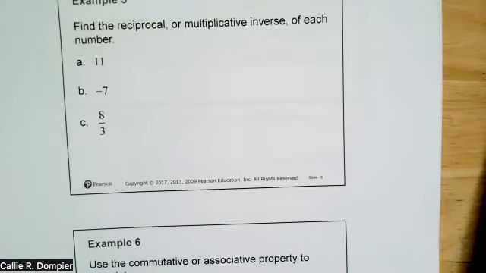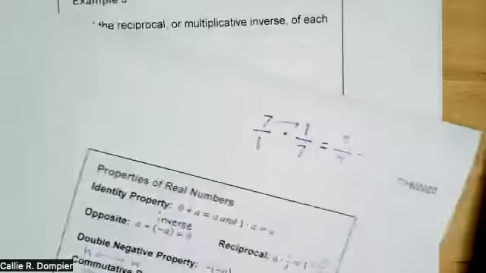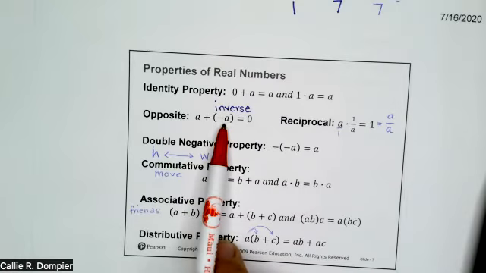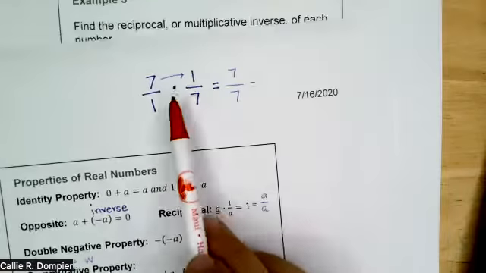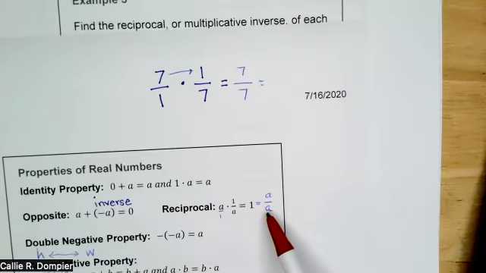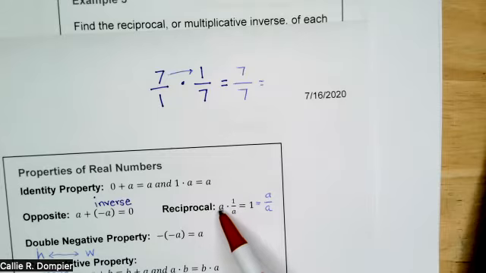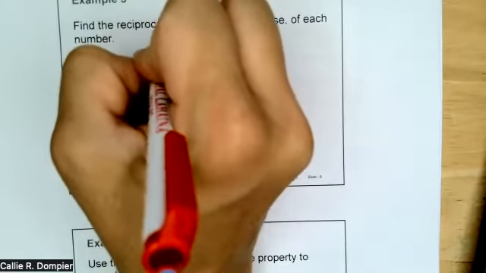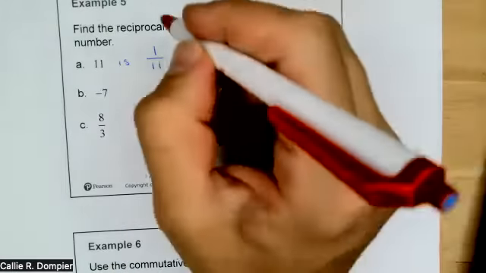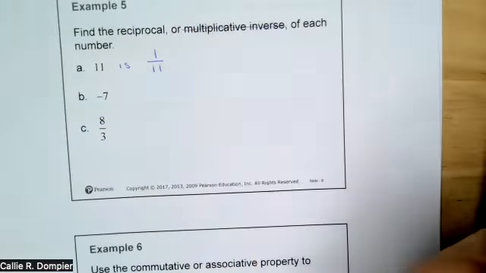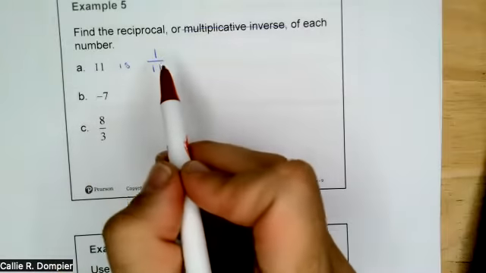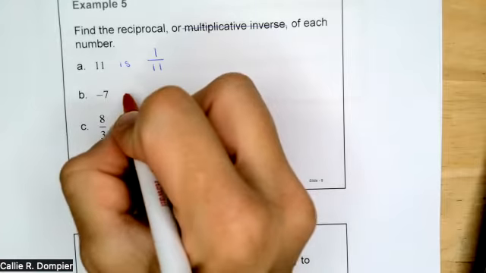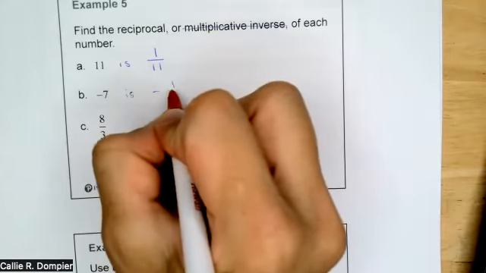The reciprocal is the multiplicative inverse. Good. So the opposite is you change the sign, right? But the reciprocal, because we're multiplying and we want it to equal 1, is you put it over 1. Okay. I would not worry about this name for it. We will only ever call it the reciprocal. So the reciprocal of 11 is 1 over 11. The reciprocal of negative 7 is, don't change the sign, negative 1 over 7.